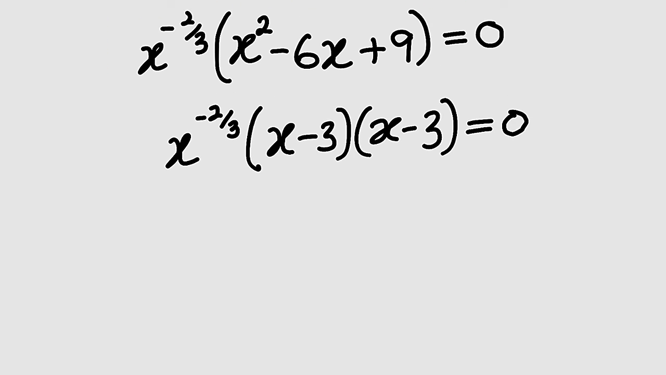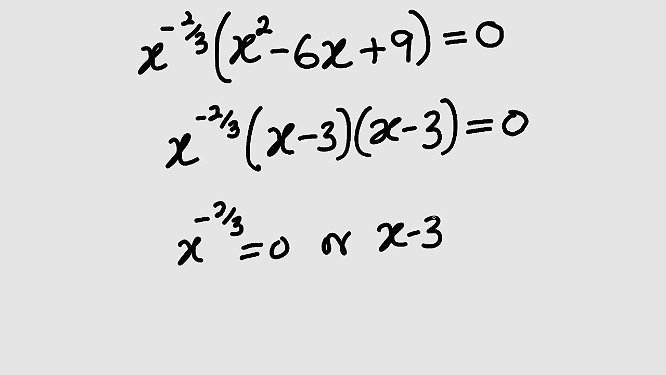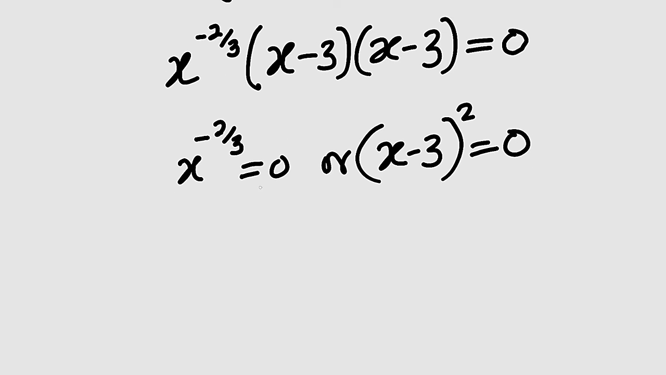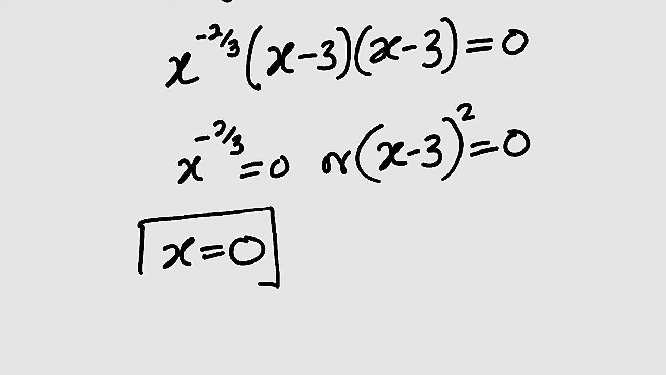Now we are going to set these factors to be equal to 0. Either x raised to the power of negative 2 divided by 3 equal to 0, or the other one, x minus 3 all squared, because we have two equal factors, equal to 0. From the left hand side, it implies that x must be equal to 0. So this is one of the solutions. Or from here, you can take square root of both sides. Square root of 0 is still 0, which implies that x minus 3 equal to 0, which turns out to be x equal to 3.